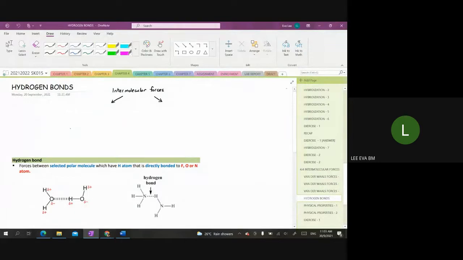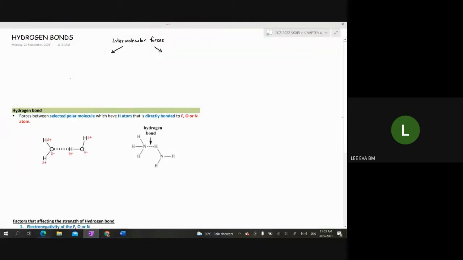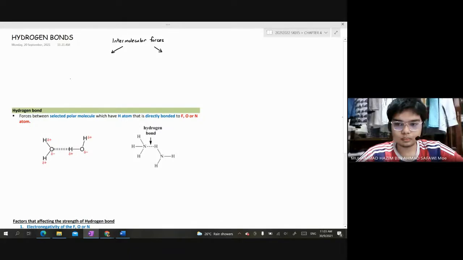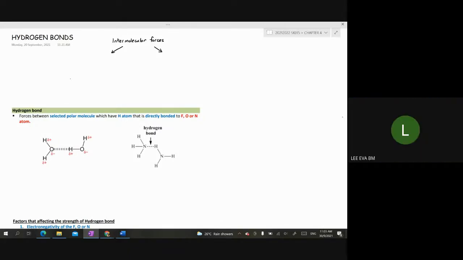Okay, so everyone's ready. We continue our topic for intermolecular forces. For our last lesson, we talked about chapter 4.4, which is intermolecular forces. You still remember what is the difference between intra and inter? Anyone want to tell me what's the difference between intramolecular forces and intermolecular forces?